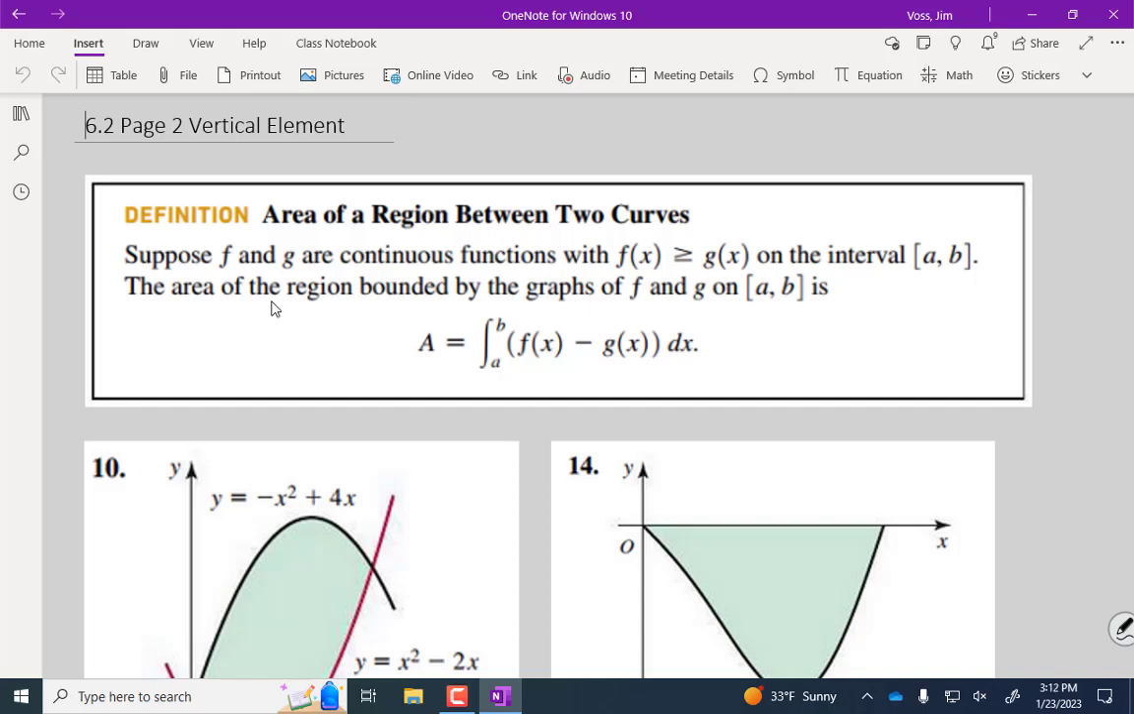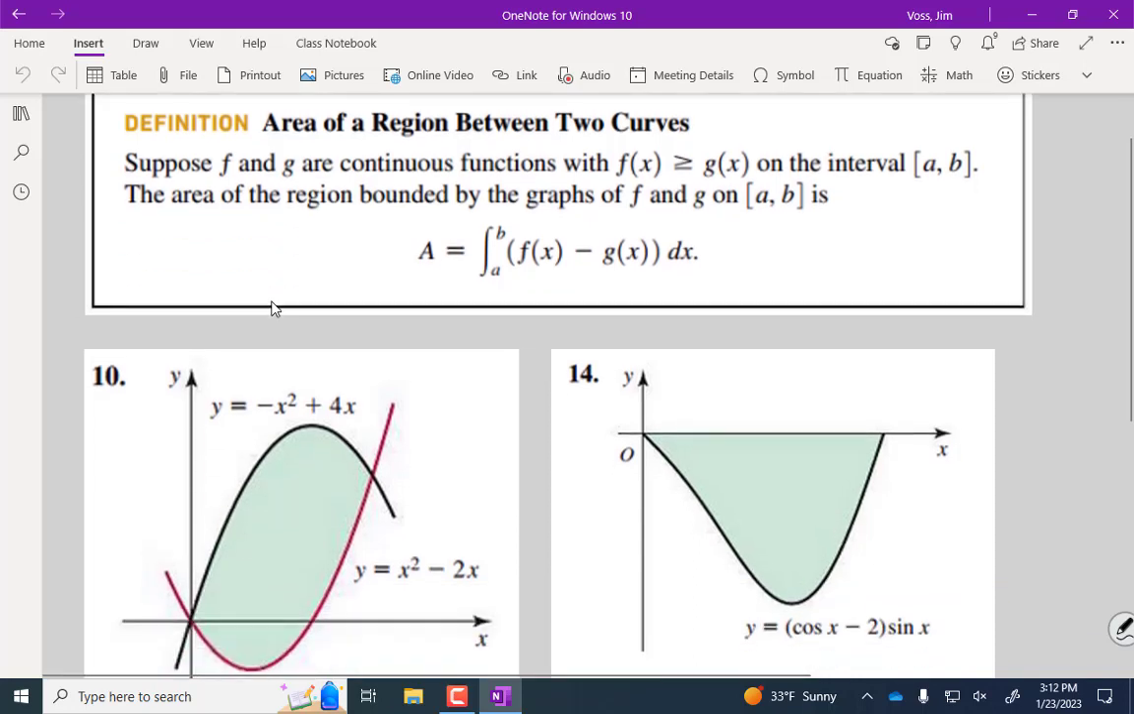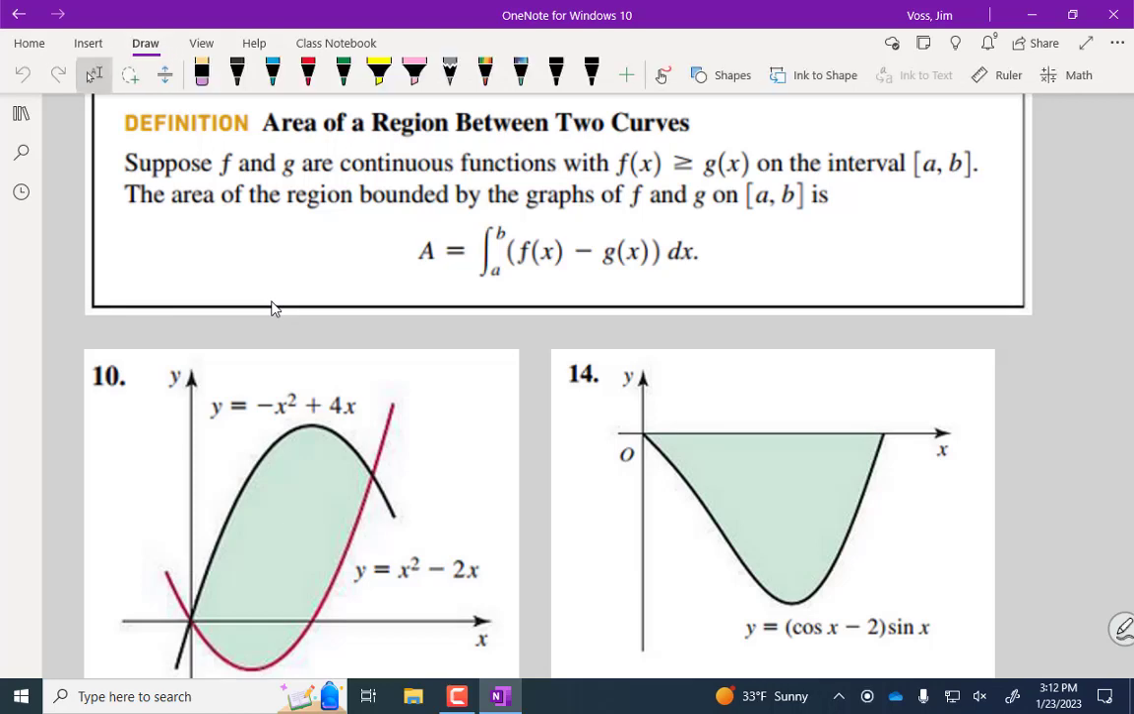Then you are summing up little rectangles. Everything to one side. f minus g, that is the height of our representative rectangle, and the dx is representing the width of a rectangle.